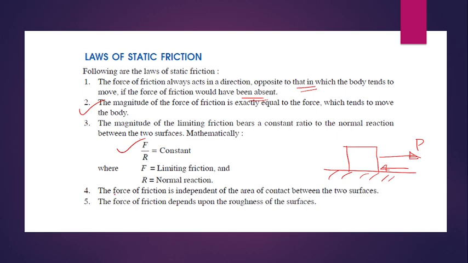Then fourth law, the force of friction is independent of the area of contact between two surfaces. Actually, force of friction is dependent upon R, normal reaction, and this constant. That constant is otherwise known as mu, that's equal to tan phi. Then that force of friction is directly dependent upon normal reaction and this angle of friction.